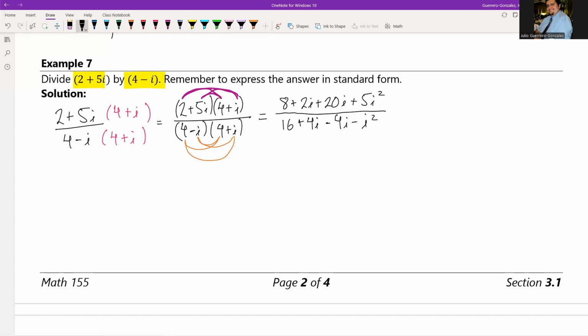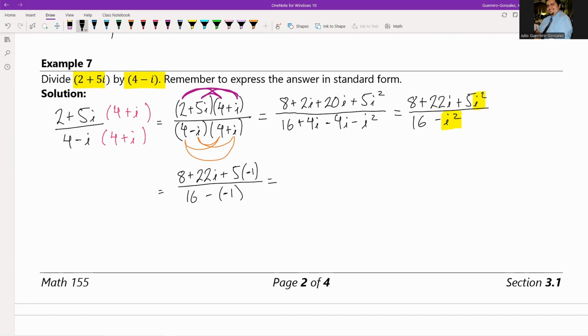Let me redo that line that goes through the middle. There we go. On the top, the 8 just gets to come along for the ride. So 8 plus 2i and 20i, that makes 22i, plus 5i squared, divided by. On the bottom, the plus 4i minus 4i cancels out. That's the reason why we multiply by the complex conjugate. It turns out that will disappear. So we get left with 16 minus i squared. From the previous example, these two are i squared. We know what i squared is now. That's -1. So 8 plus 22i plus 5 times -1, all over 16 minus -1. Okay?